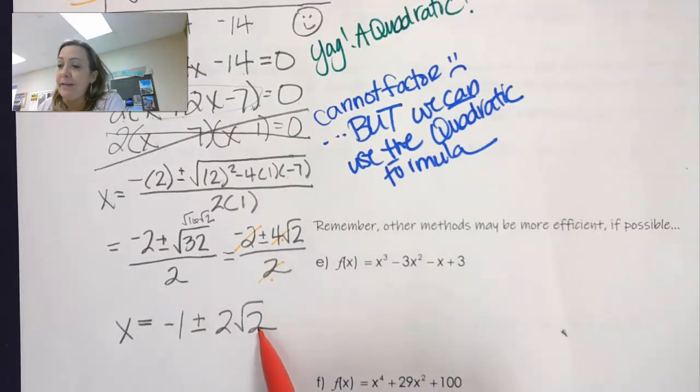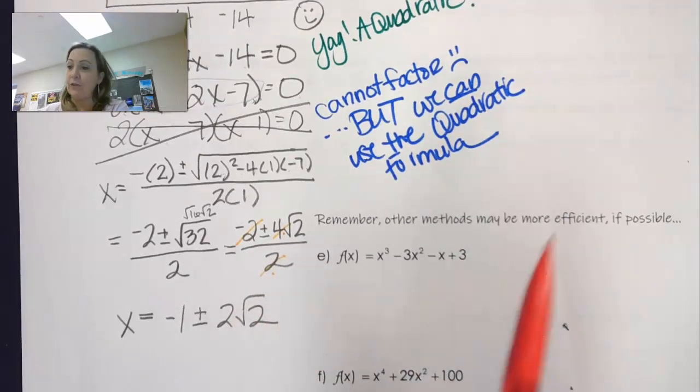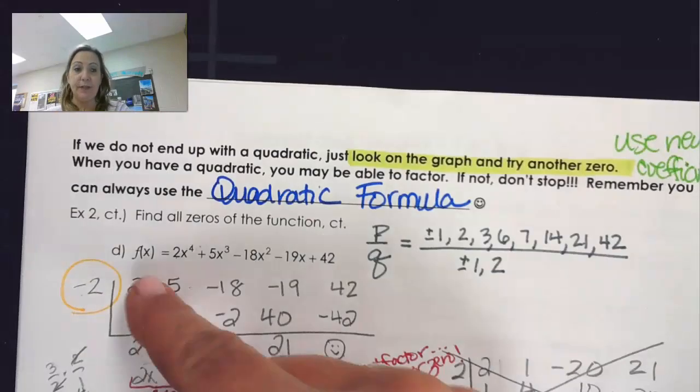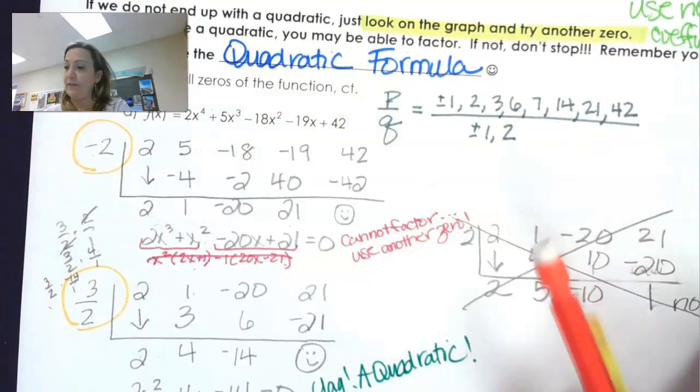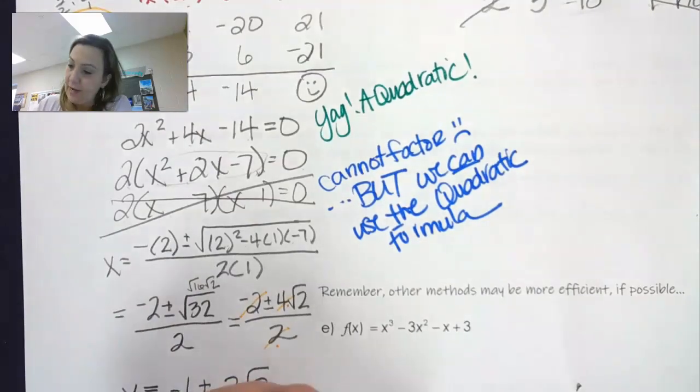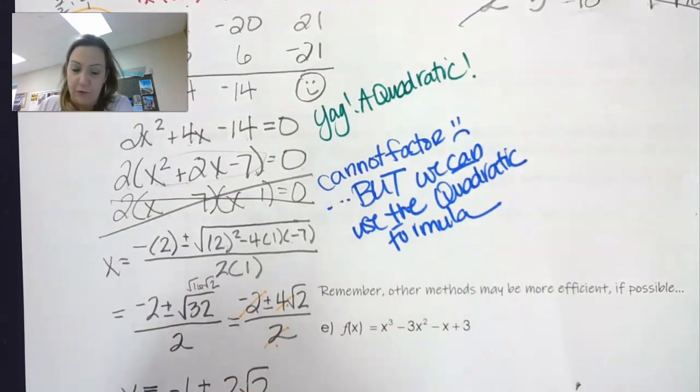Now again, this wanted me to find all the real zeros, but don't forget about the ones that we found earlier. Do you remember these guys up here? These were also zeros of the function. So we also need to make sure that we include x equals negative 2 and x equals 3/2.